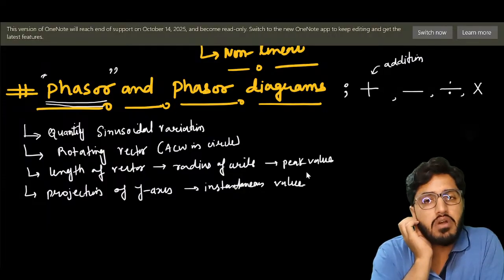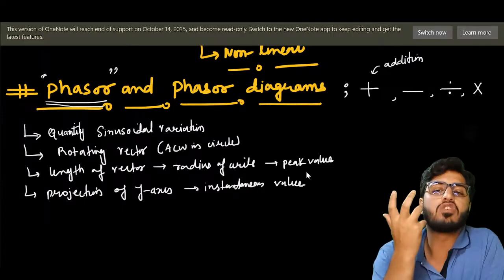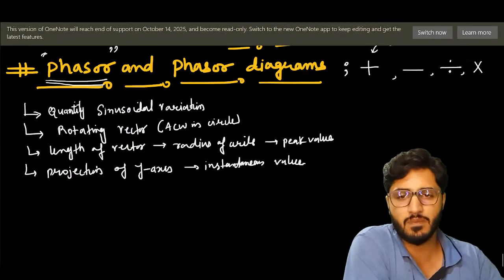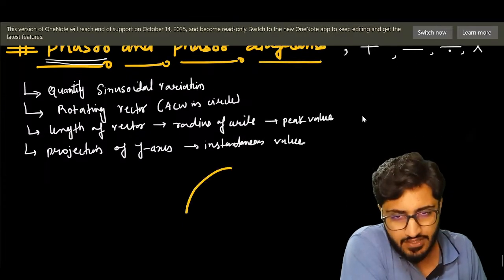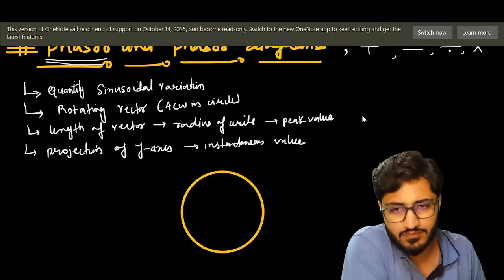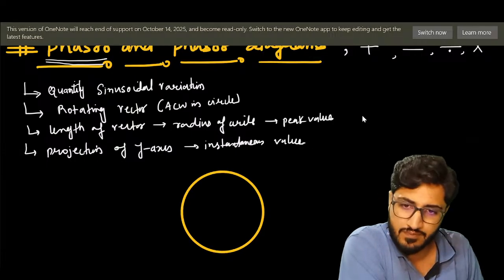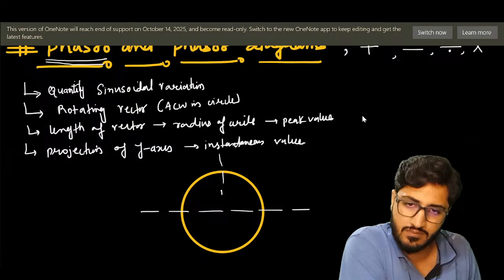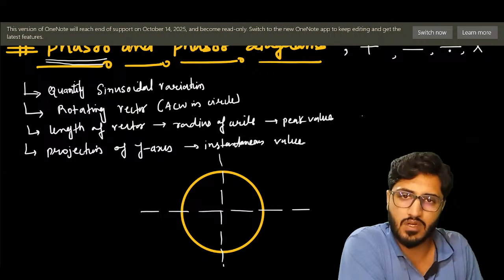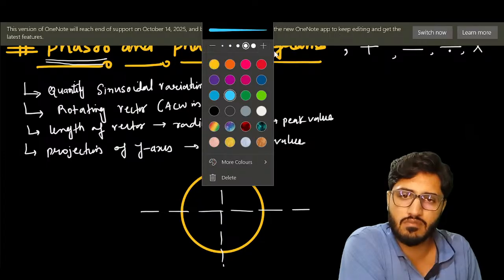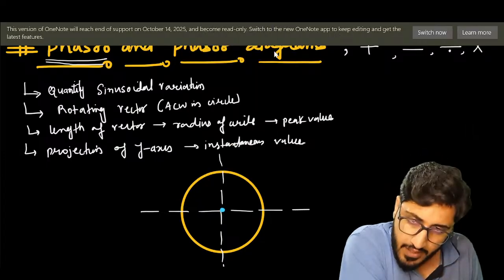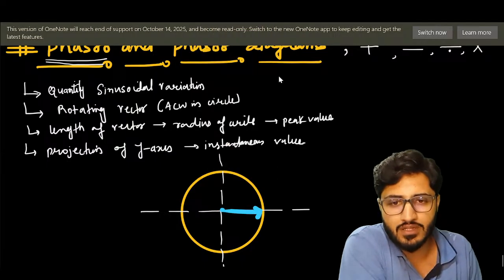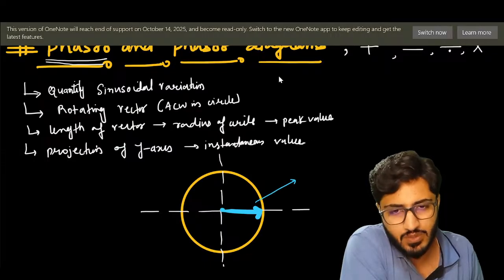Sir, what is the meaning of it? Look now. If this is my circle, now look, the central point. So this particular thing, this one is the phasor.